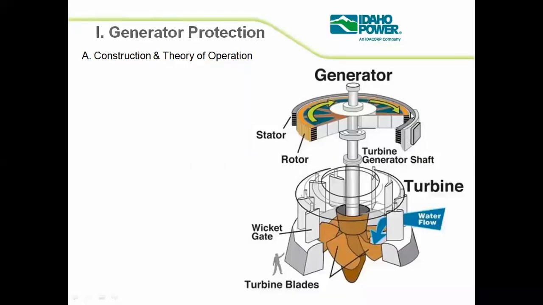In this figure, it is basically the schematic diagram of a generating station, and you can see this is a hydroelectric power station, because at the bottom you have turbine blades, wicket gates, and a turbine. The turbine is coupled with the generator shaft, and at the top we have a generator, which is an AC generator. Here you have the stator winding as well as the rotor winding.